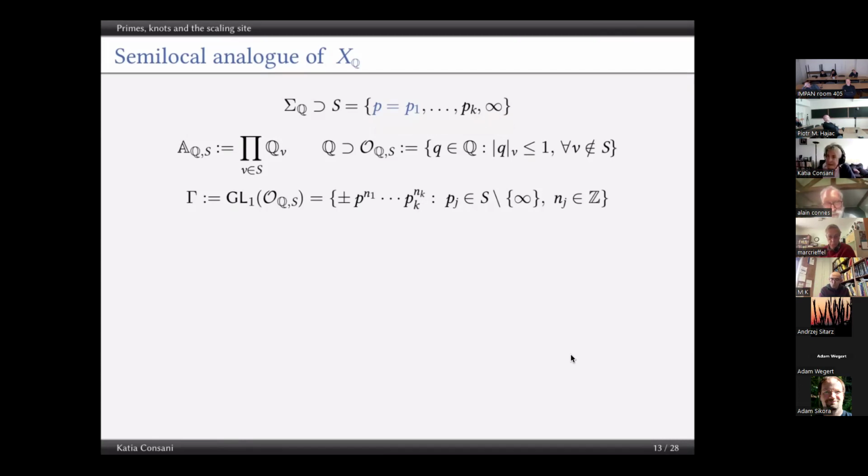So the definition of the semi-local version of this double quotient, the scaling site, is that you take for S a finite set of places, inclusive, there is always infinity in it, and then perhaps you add furthermore non-Archimedean ones. And then you have the semi-local version of the Adeles, which means a product of finite copies of Q_v and then R at infinity. And then inside there is the integral version, which is denoted here O_{Q,S}, those elements that have absolute values, local values, less than or equal to 1 for every v not in S. Notice, not in S. Then there is the group GL1 of this ring. And this is made by plus or minus p_1^{n_1} ... p_k^{n_k} for any p in S minus infinity, because the infinity is recast here.